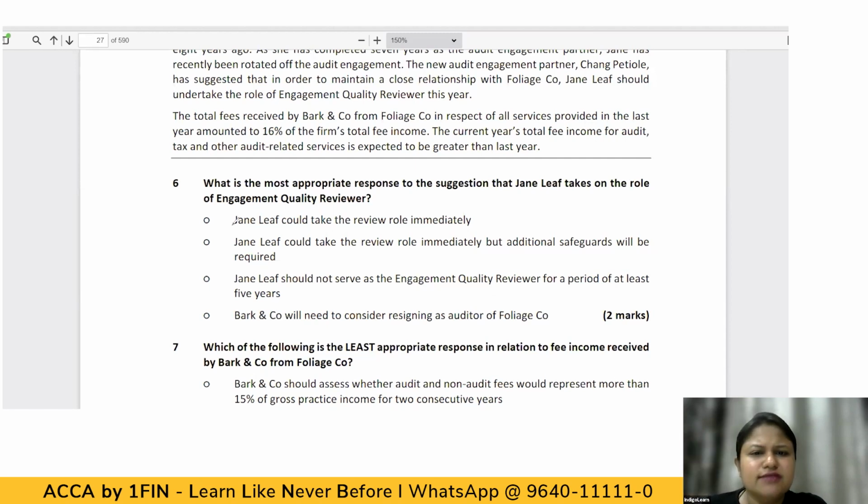So here, should Jane Leaf take the review immediately? Wrong. Jane Leaf could take the review role immediately, but additional safeguards are to be taken. Jane Leaf should not serve as an engagement quality control reviewer for at least 2 years. For at least 5 years, sorry. Yeah, quality control reviewer, you cannot be for a period of 5 years. Resigning is not important. Okay. Not required to resign.